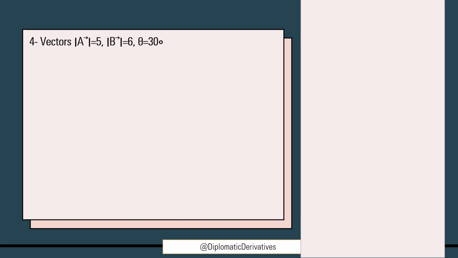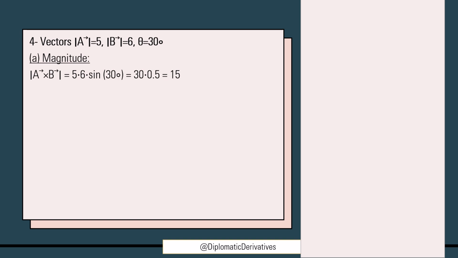Okay, so now we have question number 4. Magnitude of vector A is given, which is 5. Then magnitude of vector B is given, 6, and theta is given, 30. First, you have to find the magnitude of A cross B. So that is again using the same formula, magnitude of A into magnitude of B into sine theta. So you will have 5 into 6 into sine 30, and that's how you will find the value of the magnitude of A cross B.